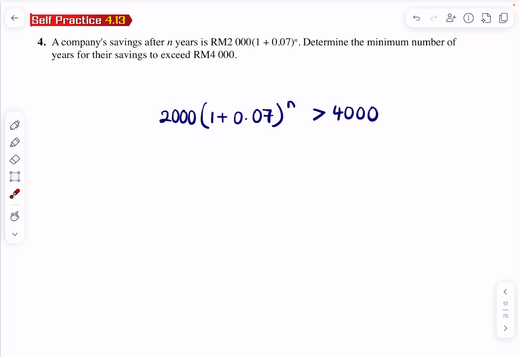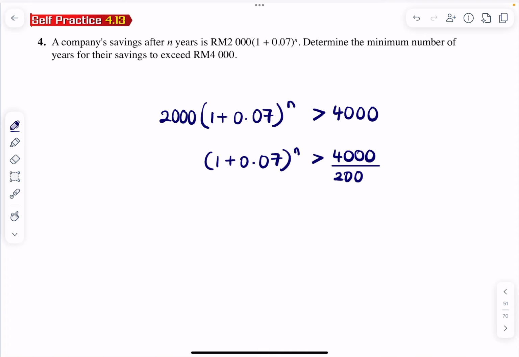Okay, so first step is we move the 2,000 over here. So this will become divide. 4,000 divided by 2,000, which is just 2. You cut the zeros, you get 4 divided by 2, which is just 2. Okay, so let's clean it up. We get 2. So now we need to make n the subject.